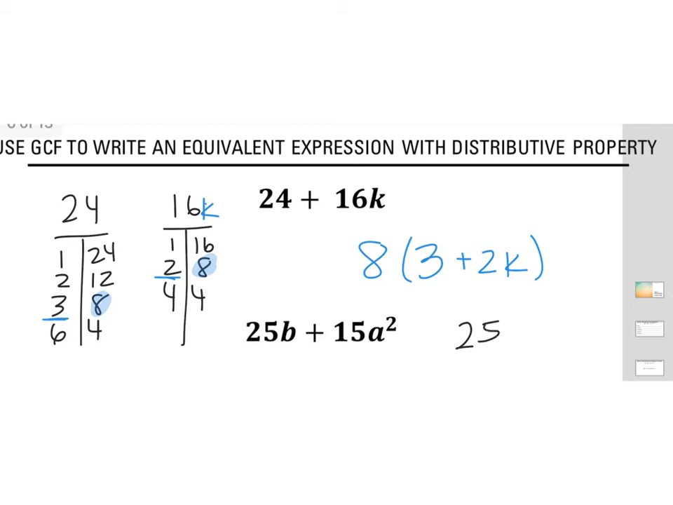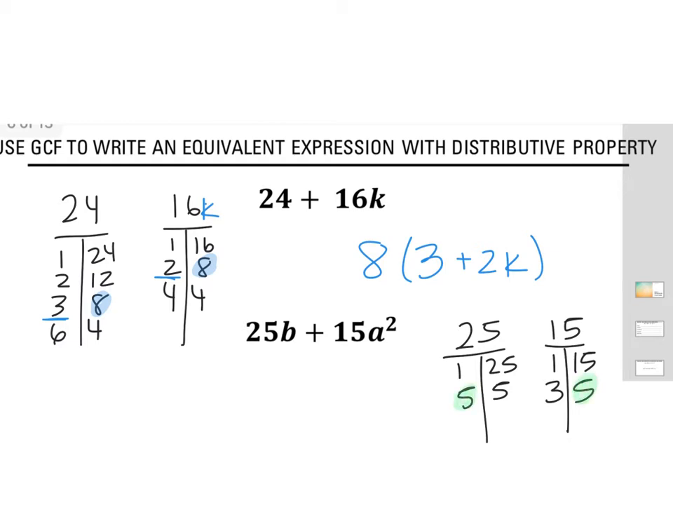Now the same thing is true for our 25 here and our 15. So we're going to list out our factors of 25, list out your factors of 15. Factors of 25 are 1 and 25, and then 5 and 5, and that's it. And then factors of 15 are 1 and 15, and 3 and 5. So we can see here that the greatest common factor is going to be 5.